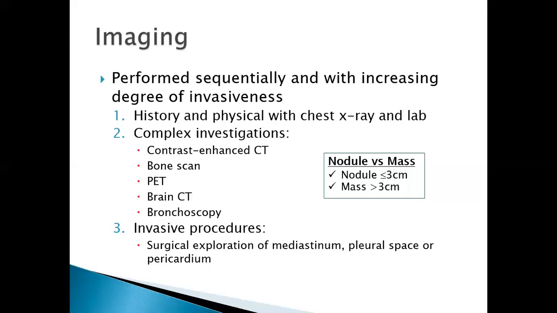When you read an imaging report, the radiologist may use terms such as lung nodule or a lung mass. The difference between a lung nodule and a mass is that a nodule is less than or equal to 3 centimeters in size, and a mass is greater than 3 centimeters in size. So that's why you might see the different terminology used because of the size of the tumor.